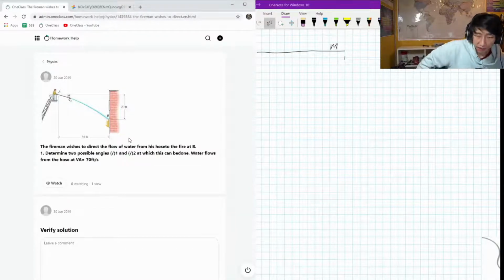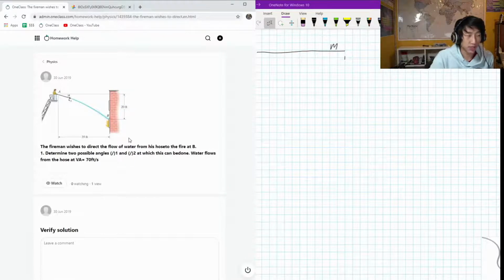Here we have the next question on the menu today, and it's presenting the following situation where we have a fireman who has a hose and is directing water to fire at this target B, a very hot situation. There are two possible angles at which the firefighter could spray the water and still hit the target at point B. And the velocity of the water is 70 feet per second.